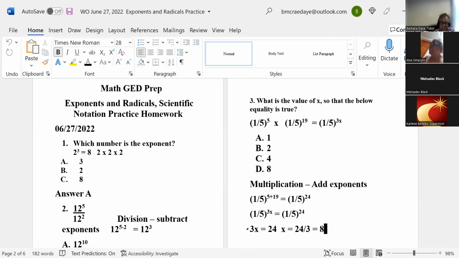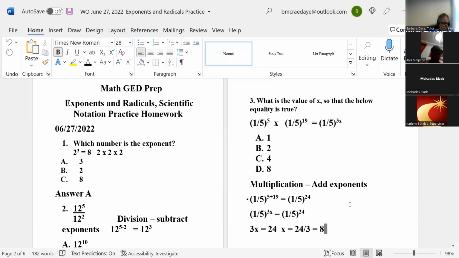Questions on number 3? No, miss. Mercedes, why did you put a question mark there? You didn't write it out? Because I was doubtful, so I just left it. Well, you know the rule for multiplication is you add the exponents. You didn't write out the 5 plus the 19. No, miss. I said I don't want to get it wrong, so I left it.